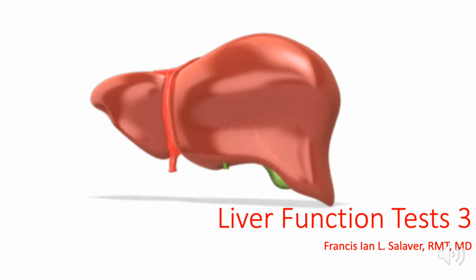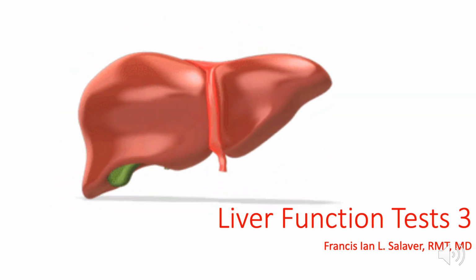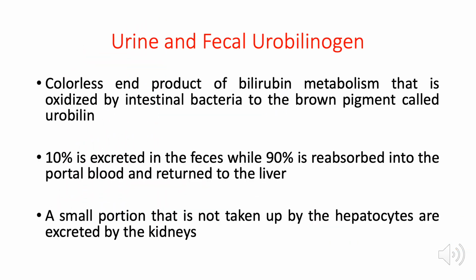Good day, future doctors. So this is the continuation of our lecture on liver function test. We will now discuss urobilinogen. You have learned that this is the product of the metabolism of bilirubin 2 or bilirubin diglucuronide by intestinal bacteria. You have also learned that 10 to 20% of this urobilinogen is excreted in the feces in the form of the brown pigment urobilin or stercobilin, while 80 to 90% is reabsorbed back through the enterohepatic circulation.